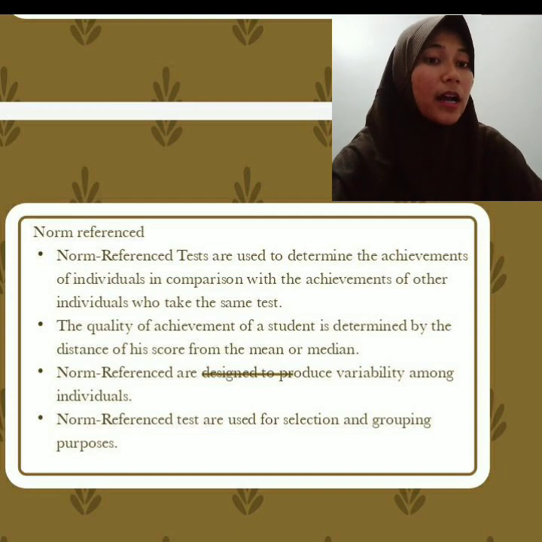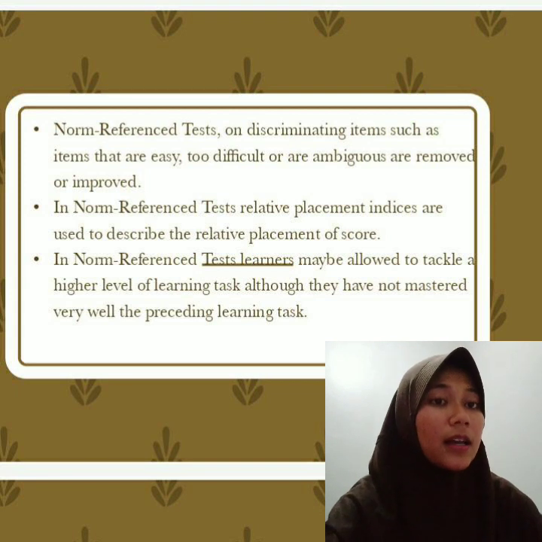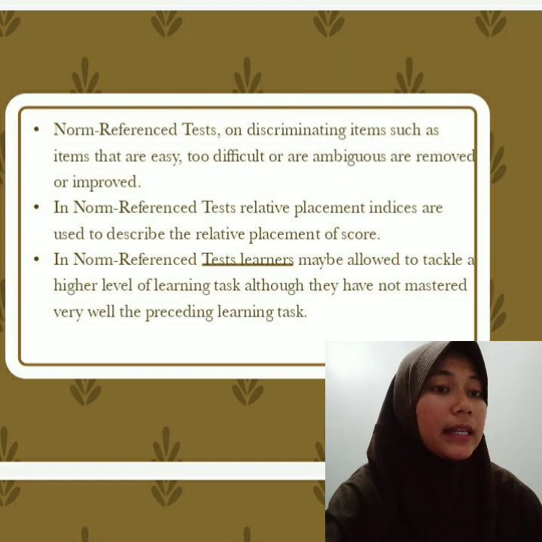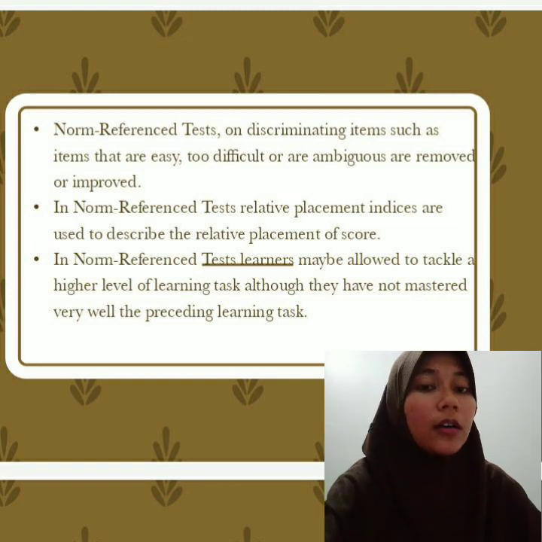And then, norm reference tests are designed to produce variability among individuals. Norm reference tests are used for selection and grouping purposes. In norm reference tests, discriminating items, such as items that are too easy, too difficult, or ambiguous, are removed or improved. And then, in norm reference tests, relative placement indices are used to describe the relative placement of scores. Okay, the last, in norm reference tests, learners may be allowed to tackle a higher level of learning tasks, although they have not mastered very well the preceding learning task.